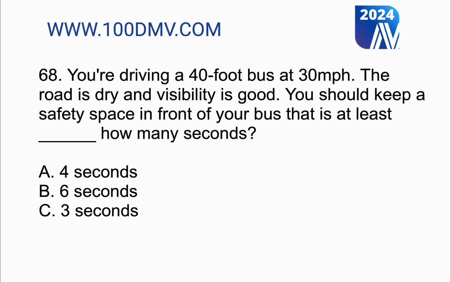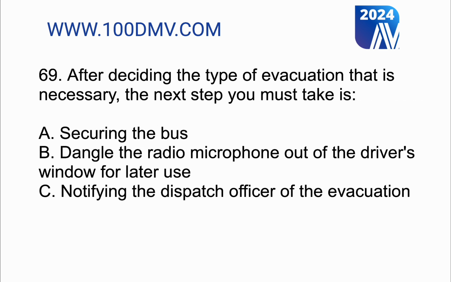68. You're driving a 40-foot bus at 30 miles an hour. The road is dry and visibility is good. You should keep a safety space in front of your bus that is at least how many seconds? A. 4 seconds. B. 6 seconds. C. 3 seconds. Correct answer: A. 4 seconds.